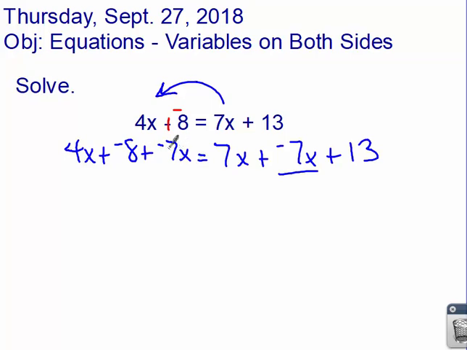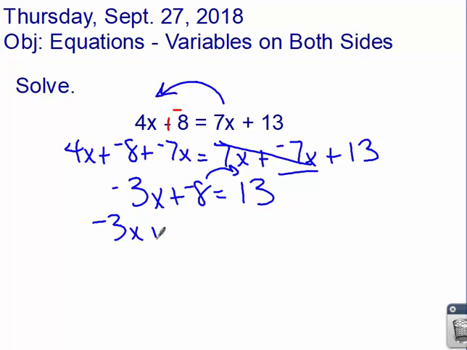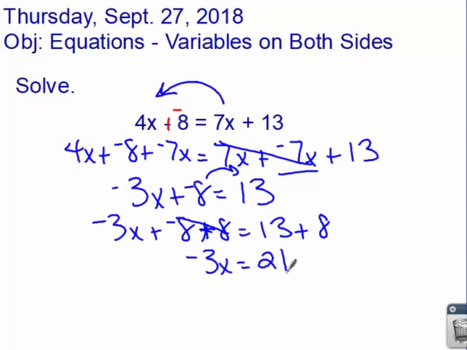The negative 7 and the 4 go together to make a negative 3x plus negative 8, which is equal to, my 7x's go away, equal to 13. Now we just need the negative 8 to be moved to the other side. So negative 3x plus negative 8 plus 8 equals 13 plus 8. Our 8's go away on the left, so I'm left with negative 3x is equal to 21. Now, we divide both sides by negative 3, and we end up with x is equal to negative 7.